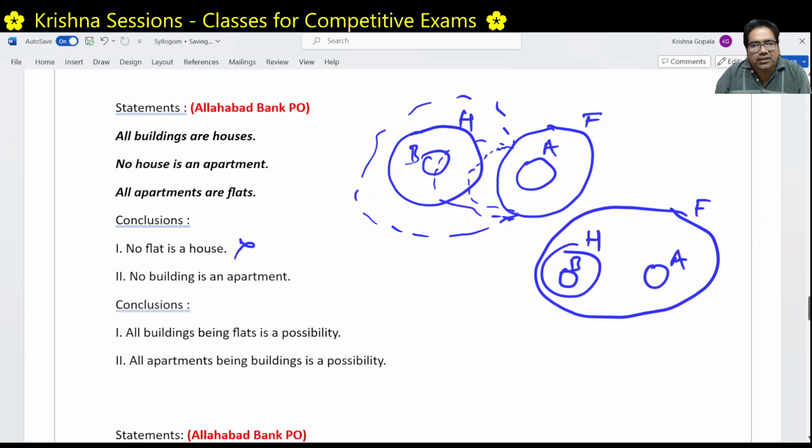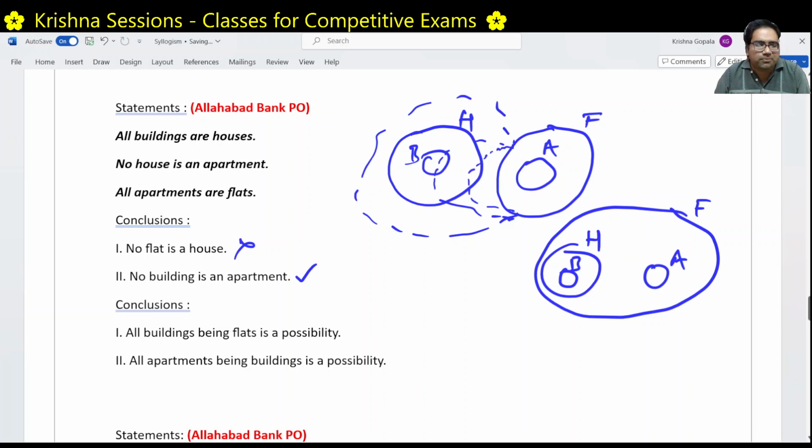No building is an apartment. Yes. Building and apartment cannot have any intersection, because buildings are houses, and house and apartment cannot have any intersection. So naturally, a building which is inside house cannot have any intersection with apartment. So this statement is correct. Next one. All buildings being flats is a possibility. Yes, we can draw this diagram.